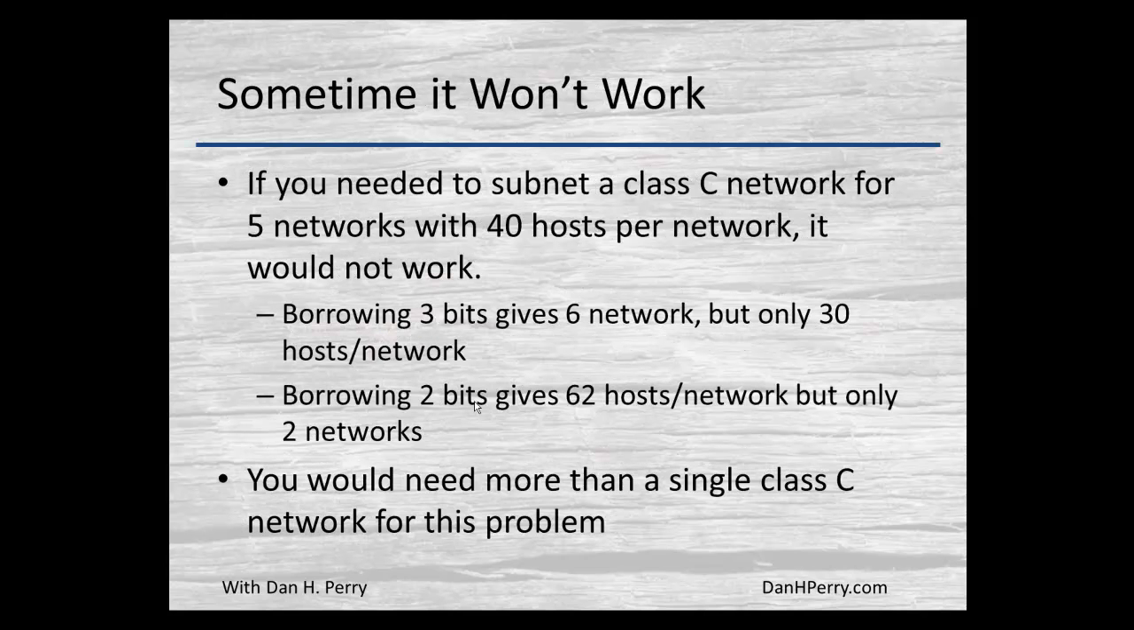Now, sometimes what you're given doesn't work. If I were given a Class C network for 5 networks with 40 hosts per network, I could not do that in a single Class C. Borrowing 3 bits gives us 6 networks, only 30 hosts per network. That won't work. Borrowing 2 bits, that gives us enough hosts but not enough networks. So for this case, we would need more than one Class C network in order to solve our needs.